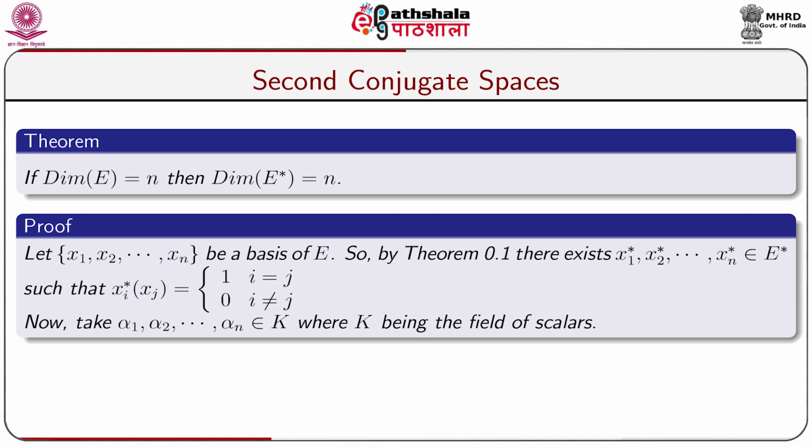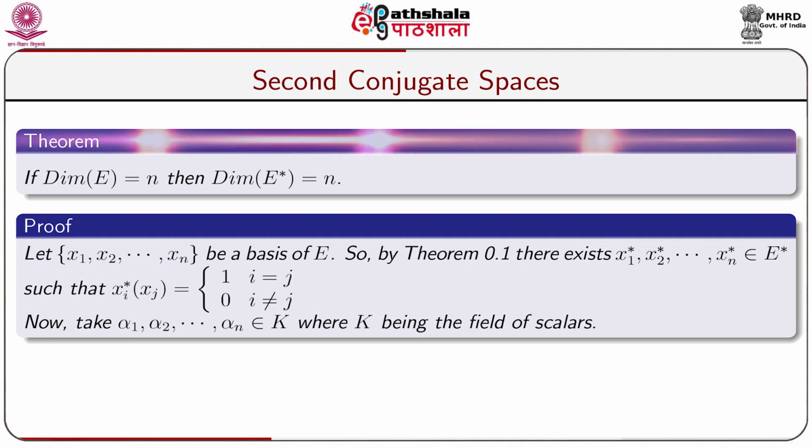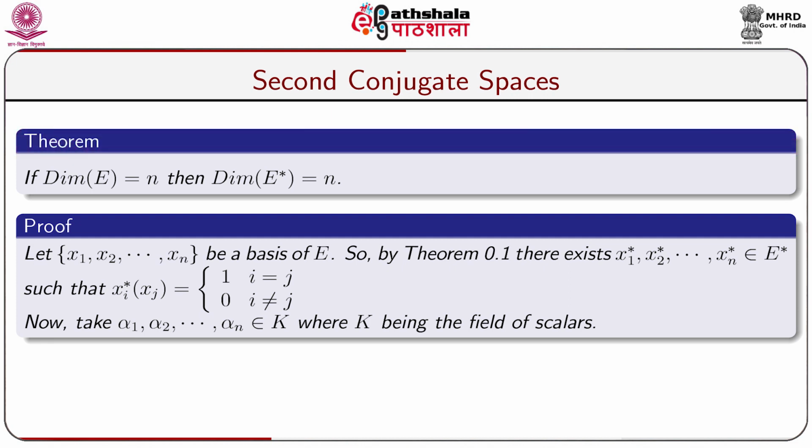Let us take a theorem. If dimension of E is equal to n, then dimension of E star is also equal to n. That is, if the dimension of the underlying space E is equal to n, then the dimension of its first conjugate space E star is also equal to n.